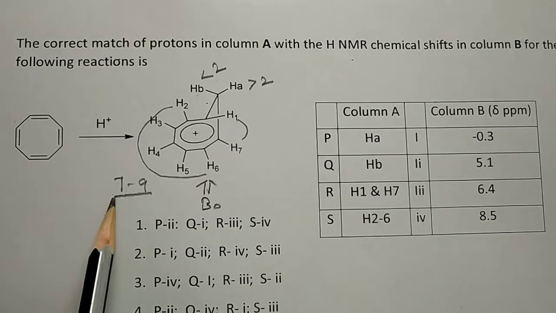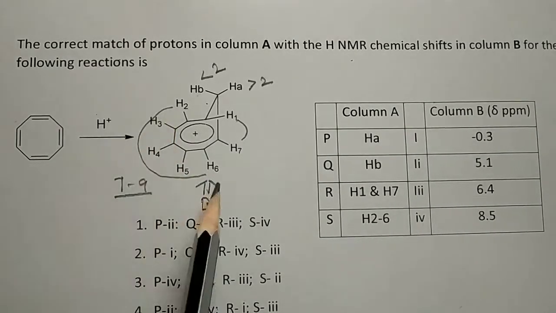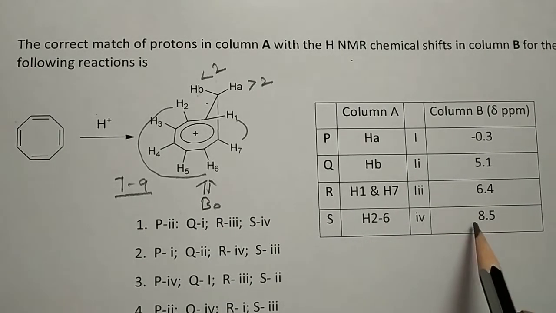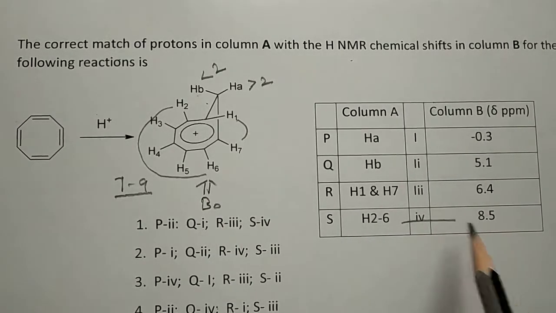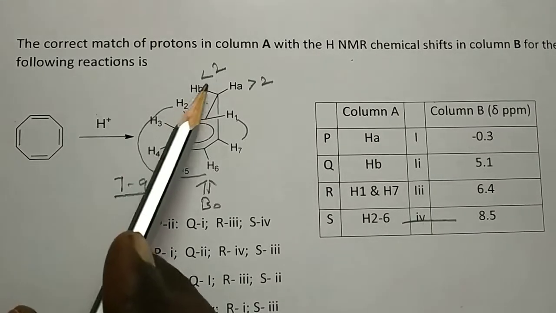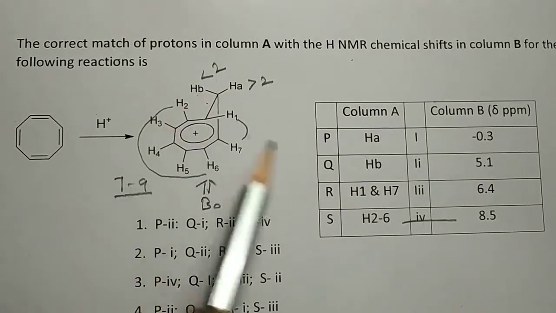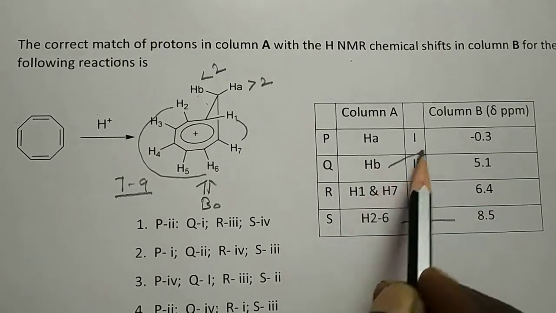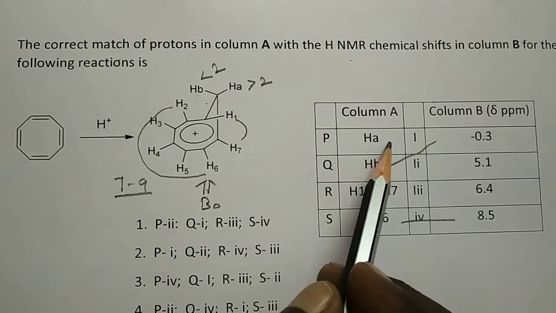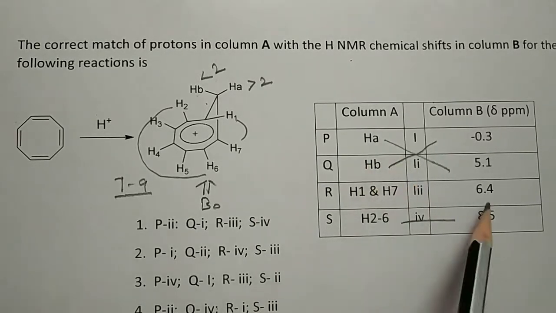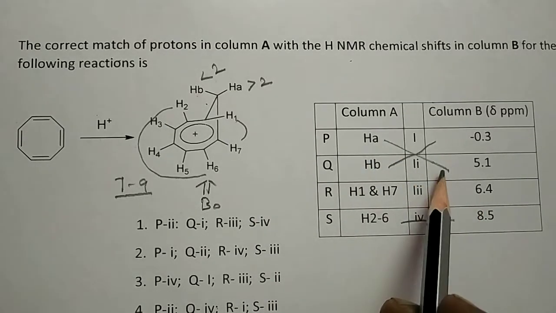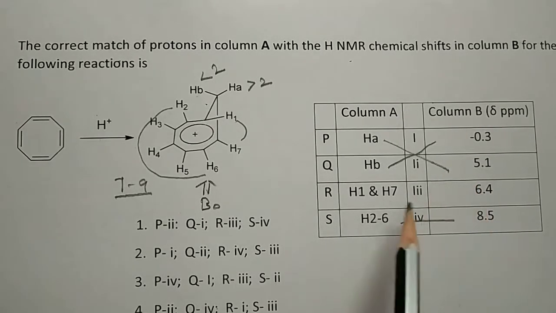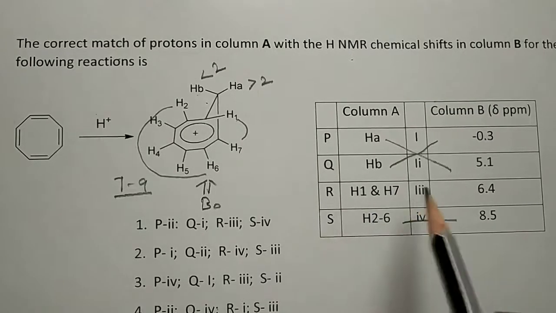Let us see now. 7 to 9: H2 to H6. It is already there in the 7 to 9 ppm. This is the right one. And HB should be shielded, less than 2 ppm. So this is less than 2 ppm. HA more than 2 ppm. It cannot go to 6.4. More than 2 means it is alright. It cannot be de-shielded to this extent. And the remaining is okay.